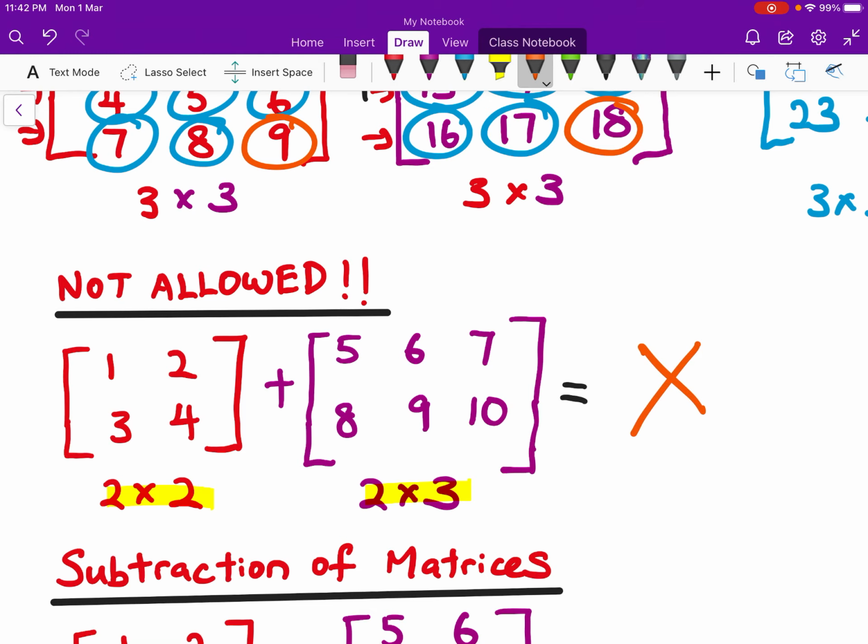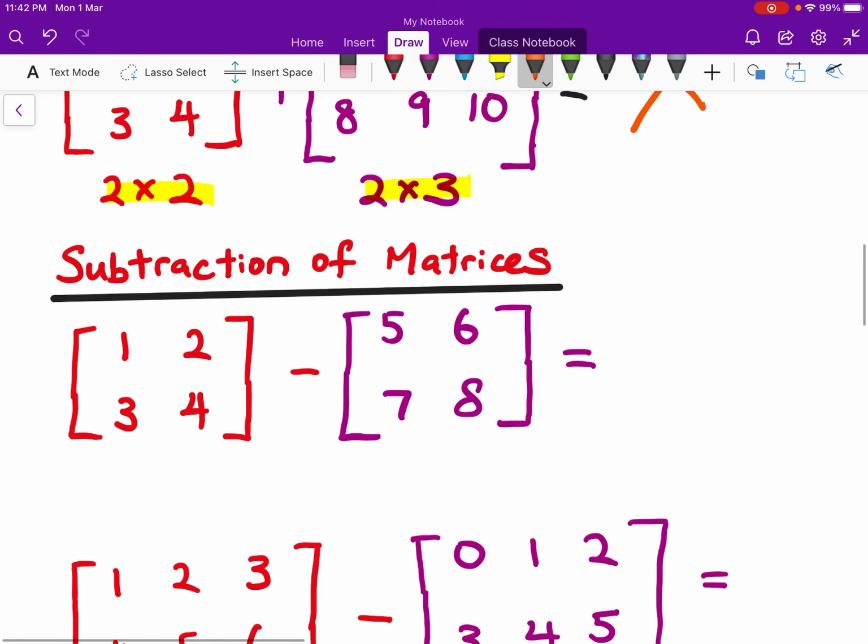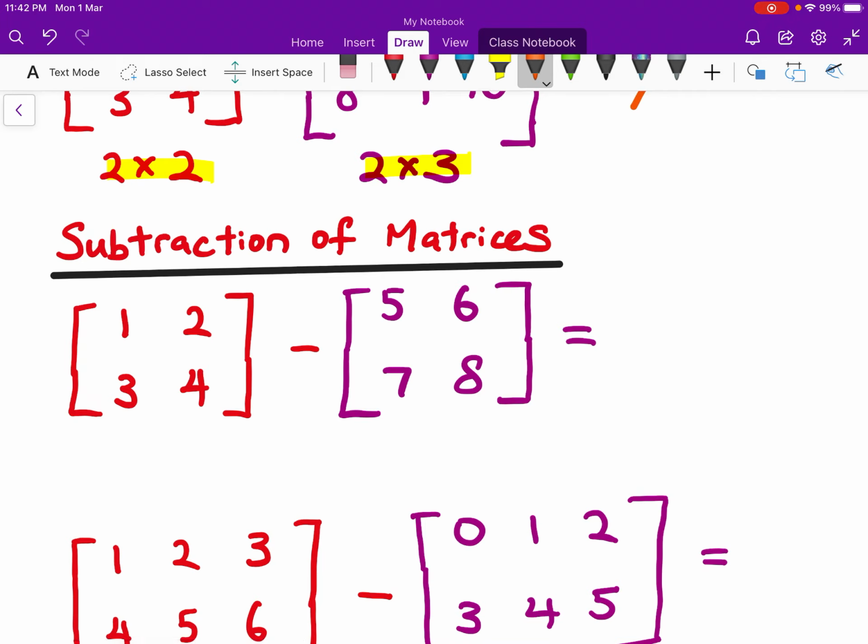Let's go to subtraction. Subtraction is the same thing as addition. We need the matrices to be the same order.